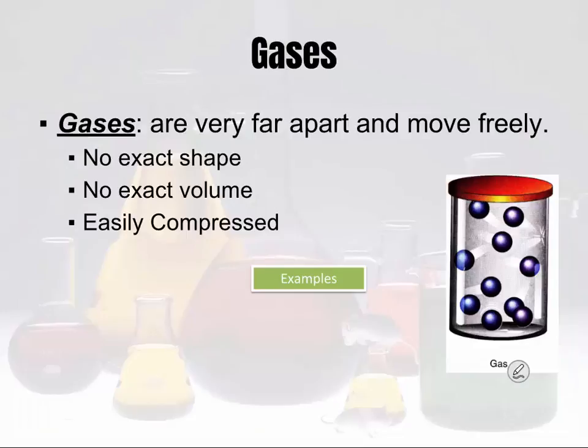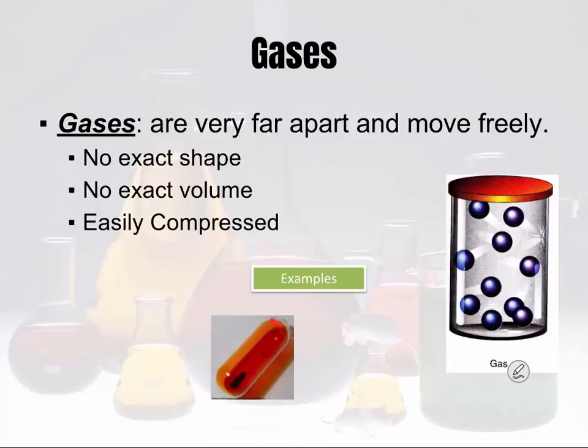Our third state of matter is gases. Gases are very far apart, and they move very freely. Here you can see a picture of what they look like at the molecular level. They do not have an exact shape. They're going to take the shape of whatever container they're in. They don't have an exact volume. They're going to, again, take the volume of whatever container they're in. But you can easily compress them, so we could compress this down into a much smaller volume.